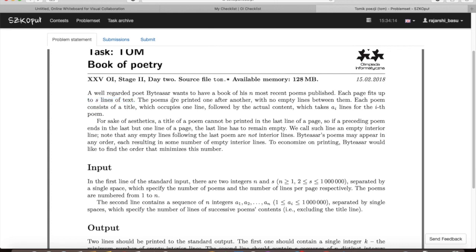Now the poems are printed one after another with no empty lines between them. Each poem consists of a title which occupies one line, followed by the actual content which takes a_i lines for the ith poem. However, there is a catch. For the sake of aesthetics, a title of a poem cannot be printed in the last line of a page. So if a preceding poem ends in the last but one line of a page, the last line has to remain empty. We will call them interior empty lines. Our objective is to minimize the number of such interior empty lines.